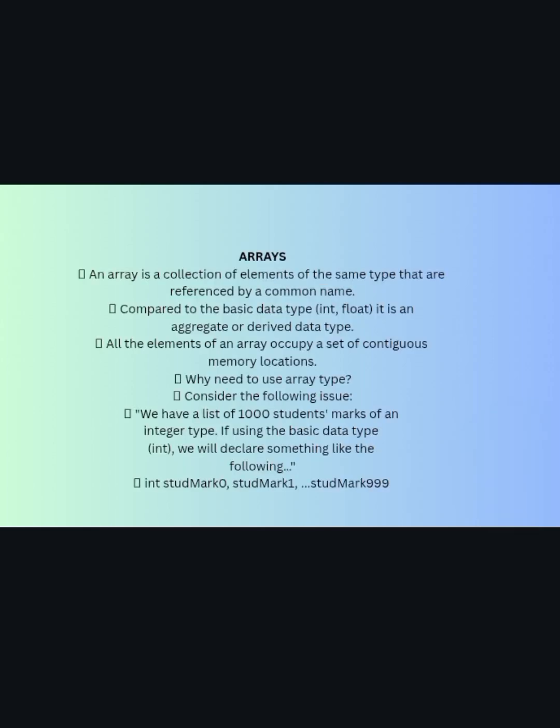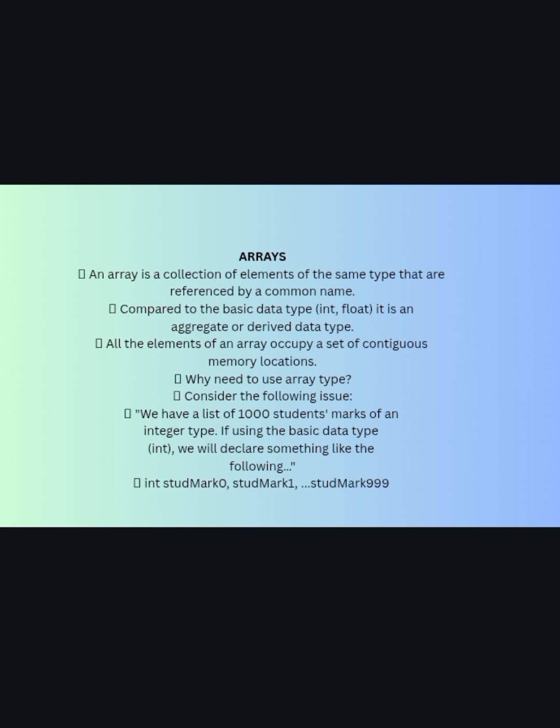Array. An array is a collection of elements of the same type that are referenced by a common name, compared to the basic data types like int, float, void. It is an aggregate or derived data type. All the elements of an array occupy a set of contiguous memory locations.